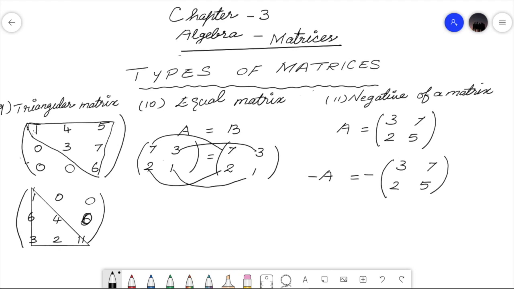This is only the negative of the matrix, or else you can take this minus inside. When you take it inside, you have to multiply with the elements here. So this becomes minus 3, minus 7, minus 2 and minus 5. That is minus into plus becomes minus, minus into plus it is minus. That's why you are getting like this.